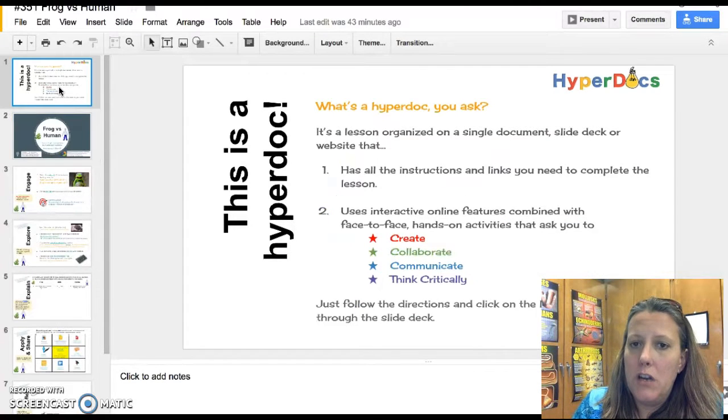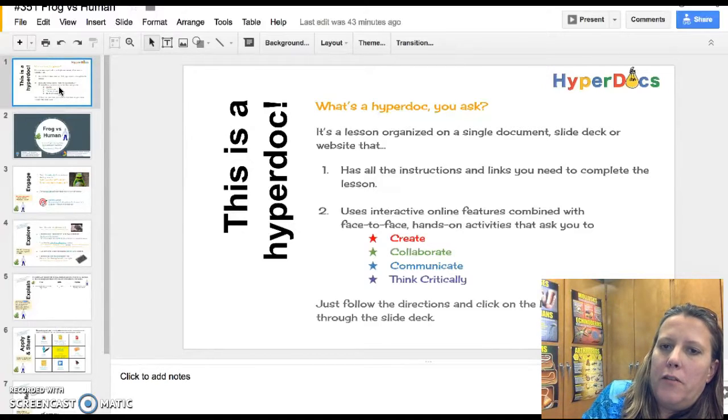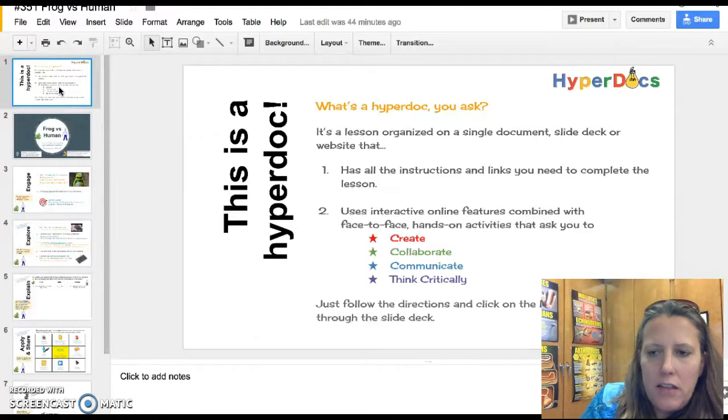I started by letting them know that they were doing a Hyperdoc. I distributed this in Classroom and made a copy for each kid so that they could type directly on it. Started just by letting them know that this was a Hyperdoc, which meant that there were going to be lots of links for them to click on and follow, and lots of instructions for them to be sure and read. And also that the goal was for them to really collaborate and create, to communicate and think critically. Those were all goals for me in this lesson, and goals I had for them.